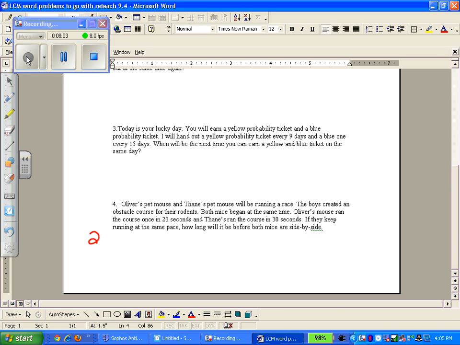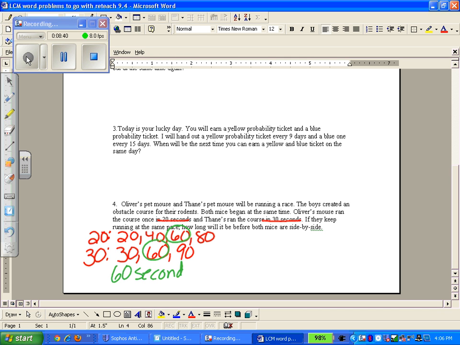So I can write it this way. We have 20 seconds for Oliver's mouse. So let's write those in multiples: 20, 40, 60, 80. And let's take a look at Thane's. His ran once around the track every 30 seconds. So we have 30, 60, 90. Oh, well, look at this. We have the 60 in common. So if they keep running at the same pace, how long will it be before both mice are side by side? Well, they'll be side by side in 60 seconds, which is the least common multiple.